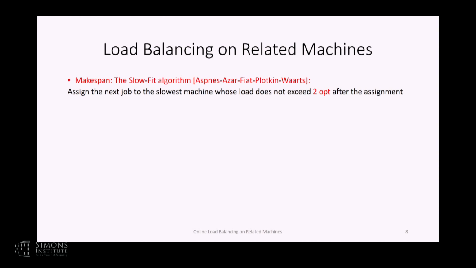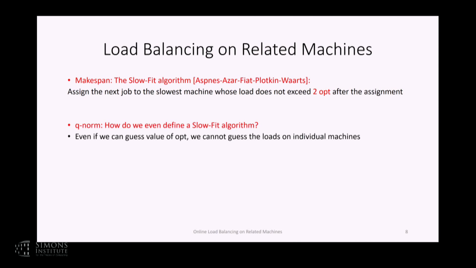Now if we try to take this intuition that we have to assign to slowest machines subject to this kind of a criterion, how do we use it even for one norm, let's say, which indeed is an easy problem? Unfortunately, it's not so clear. How do I even define a slow fit algorithm for any other norm? Even if I tell you what the value of opt is, how do you define an algorithm like this? Because only in the case of makespan does the value of opt tell me what's going on in every machine. If I just give you a value of opt for any other norm, it tells me nothing about what's happening in individual machines.